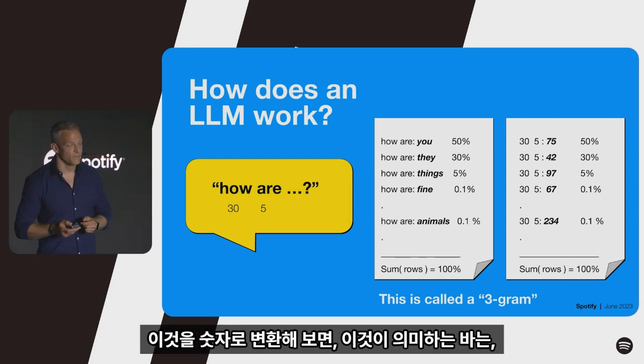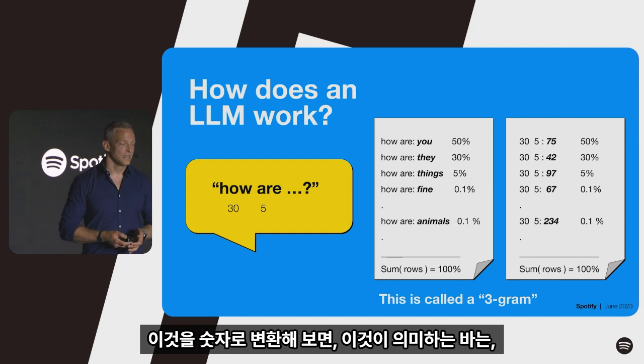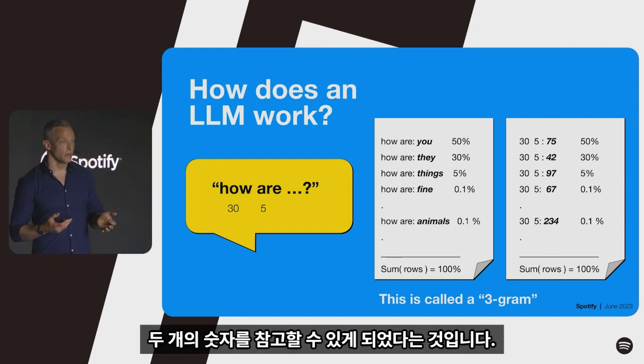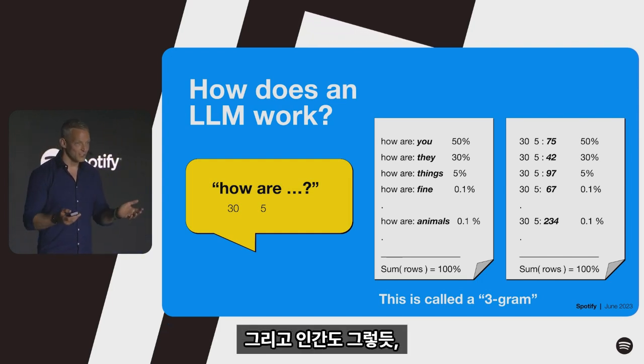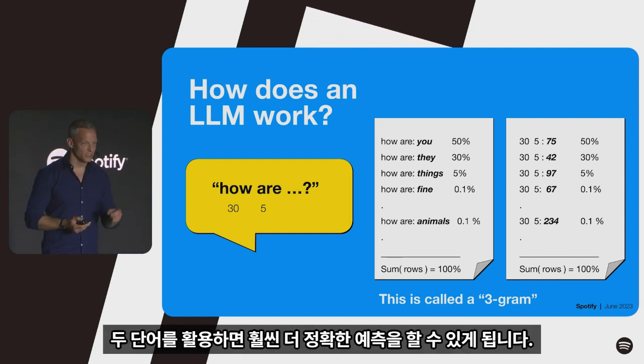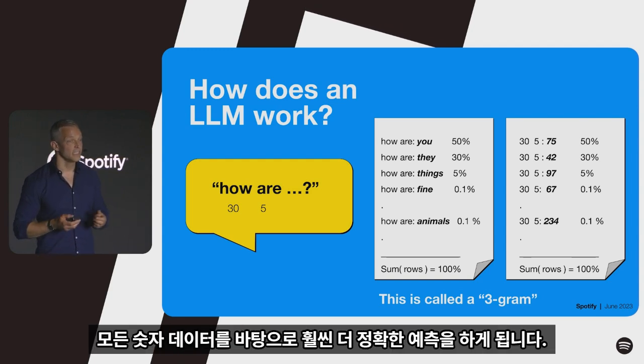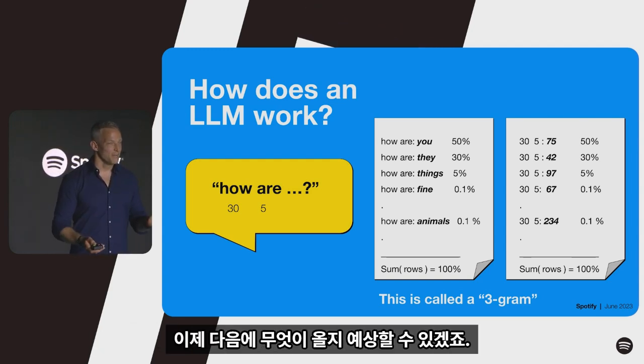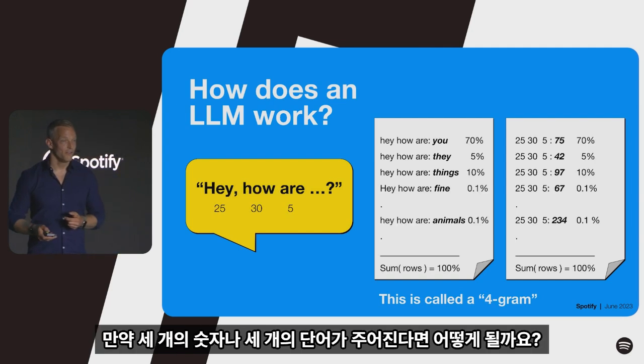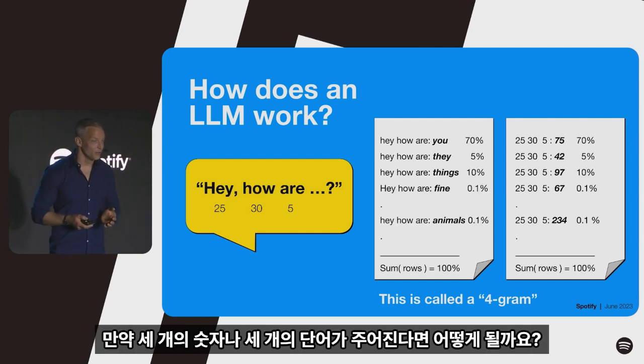Translating this to numbers, what it means is the large language model now has two numbers to guess from, and just like you as a human would guess much better with two words, the large language model, based on all the numbers it's seen on the internet, is going to guess much better with two numbers as well. You can imagine what comes next. What if you had three numbers or three words?